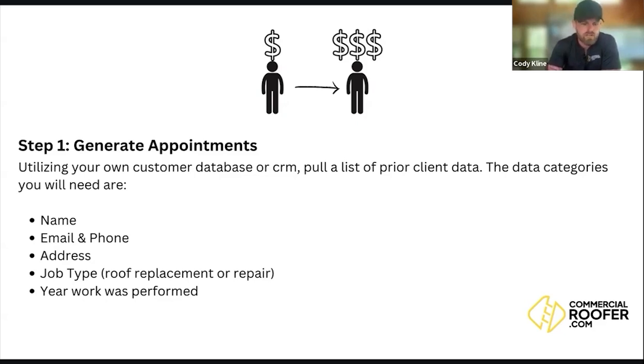Okay, just based on nobody saying anything, I'm going to assume that if you've sold commercial roofing products in the past, you can access your previous clients' data, because that's a key element here. And so we're going to pull the list of data. The data categories you'll need, which any CRM or spreadsheet should have, are these five points: their name, email and phone number so that we have means to contact them, their property address so you know where the property's at, the job type so we know if it was a replacement or a repair, and then the year that the work was performed.